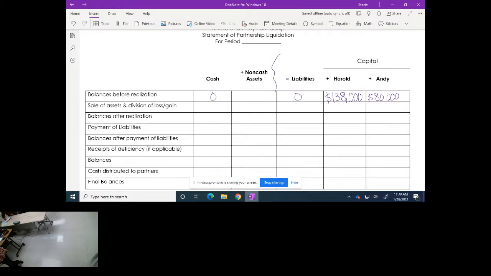But, okay, so we've got the capital amounts. We know we're going to sell some assets. So what's the cost of the assets? They didn't give us that.